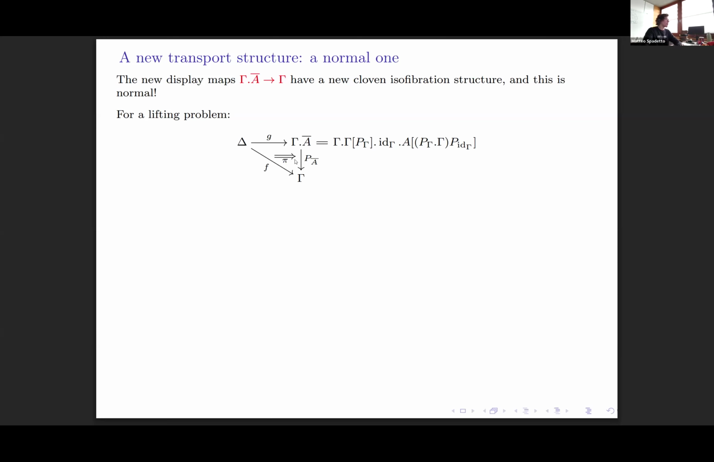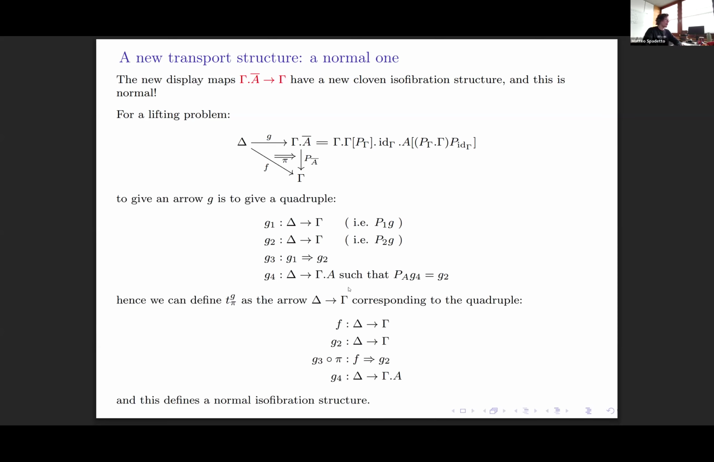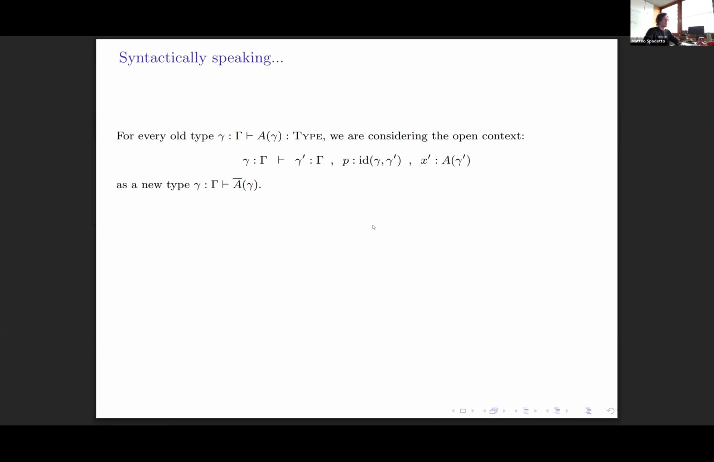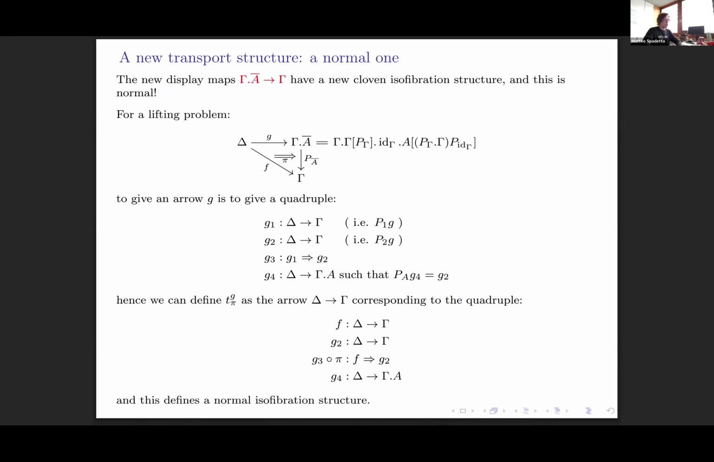Because now, if you have a lifting property, you have a very natural way to re-index G via pi, which happens to produce a normal cleavage for this isofibration structure. So this is the point of the proof: out of a display map category, restricting to contexts of this form, the contexts that you can build using the Benabou construction, you do obtain a new display map category whose display maps are normal as isofibrations.